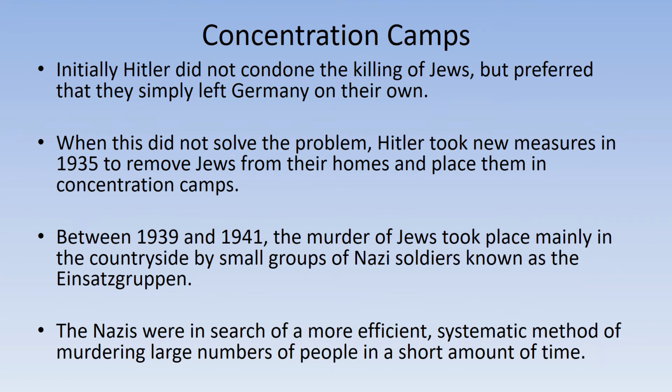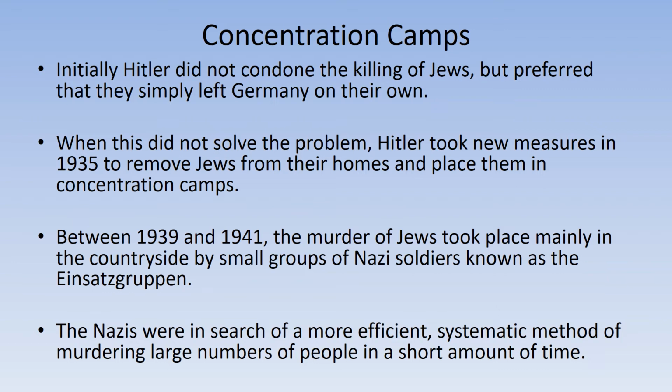So this leads to concentration camps. Initially, Hitler did not condone the killing of Jews, but he simply wanted them to leave on their own accord. When this didn't solve the problem, he took new measures, and in 1935 he opened the first concentration camps. Concentration camps originally were for Jews, Gypsies, and people who politically opposed the Nazis, such as the communists. But between 1939 and 1941, concentration camps became used more as storage areas for large numbers of opponents of the Nazis before they were going to be killed.